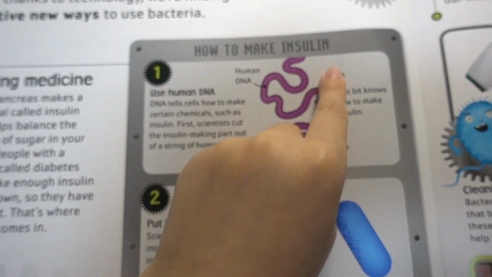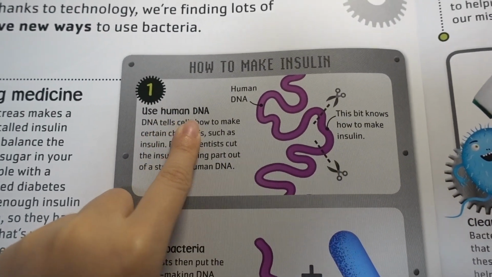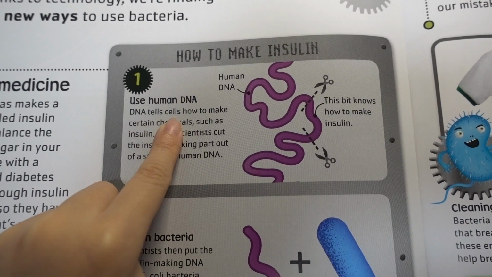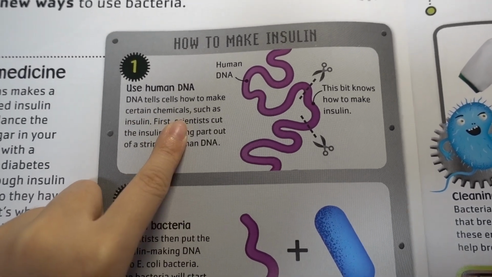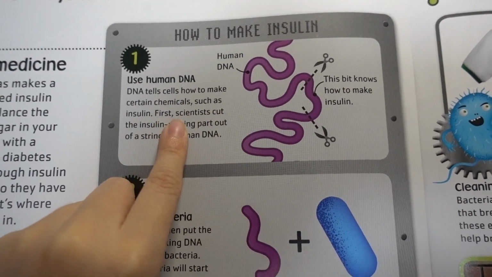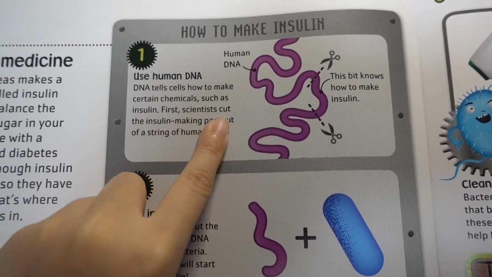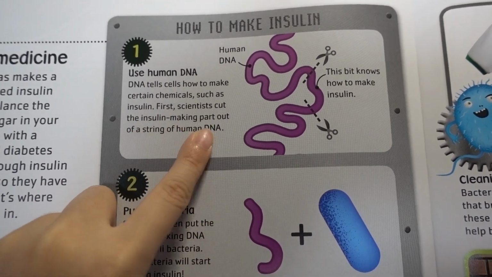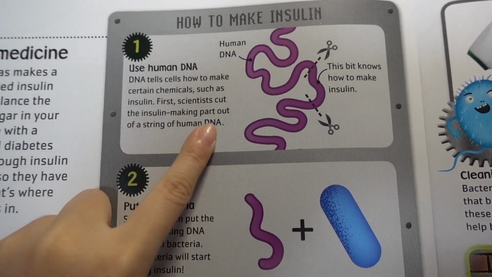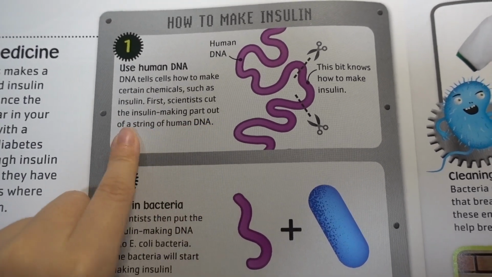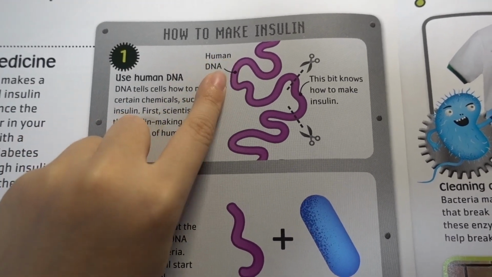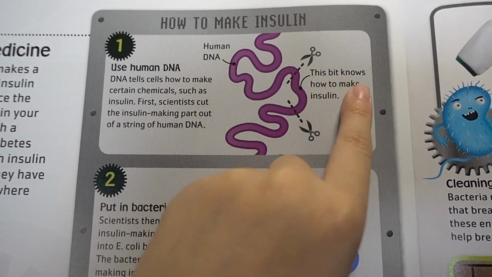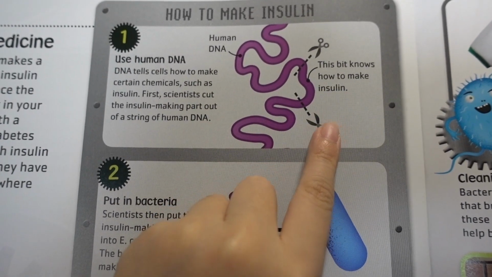How to make insulin? Use human DNA. DNA tells cells how to make certain chemicals, such as insulin. First, scientists cut the insulin-making part out of a string of human DNA. Human DNA. This bit knows how to make insulin.